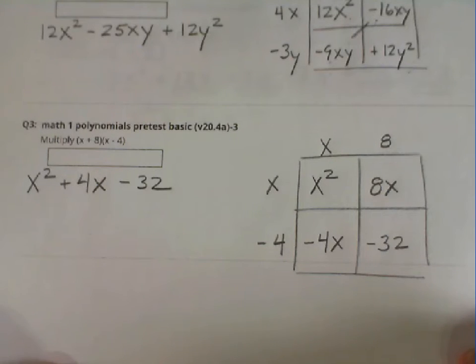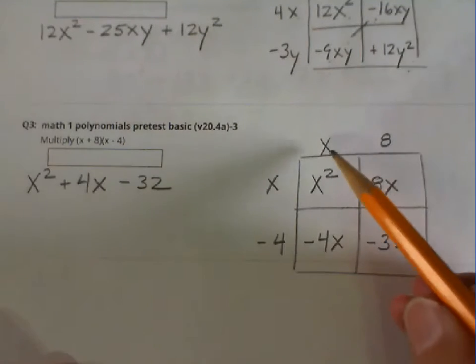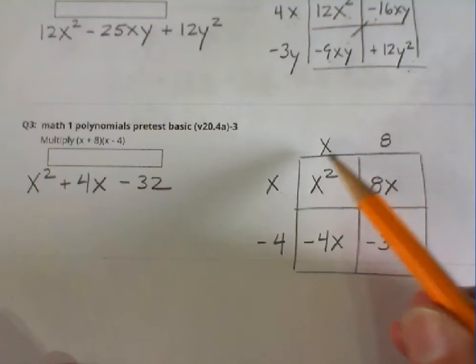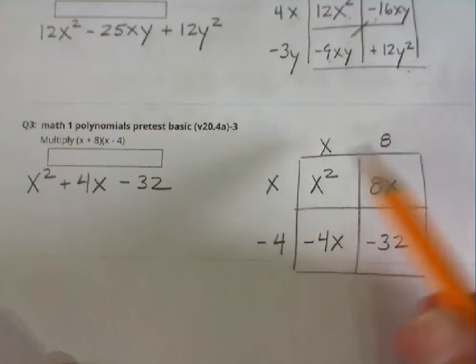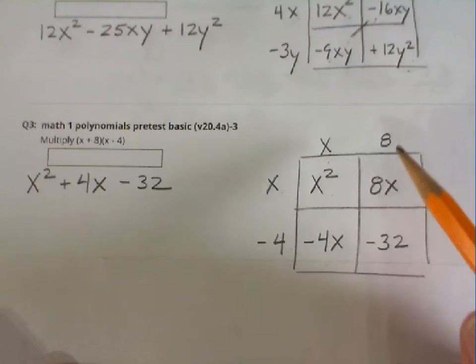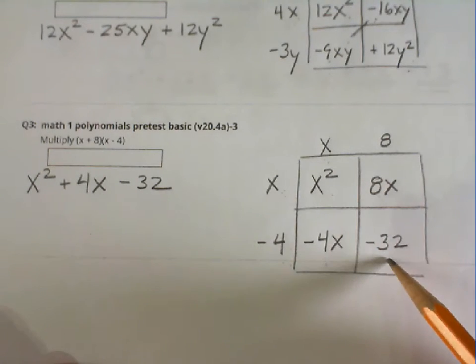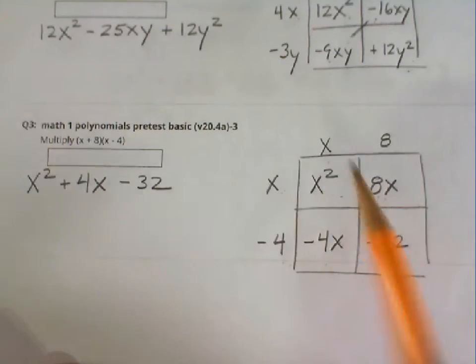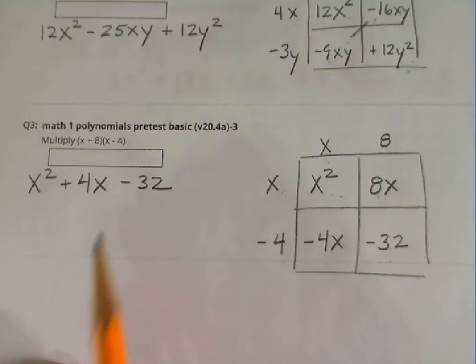Another one. Multiply 8 plus x times x minus 4. x times x is x squared. 8 times x is 8x. Negative 4 times x is negative 4x. 8 times negative 4 is negative 32. These two are going to combine to become a 4x. So I'll have x squared plus 4x minus 32.